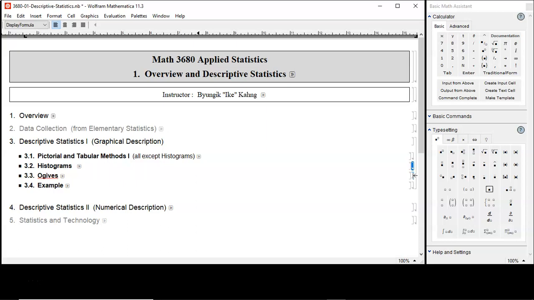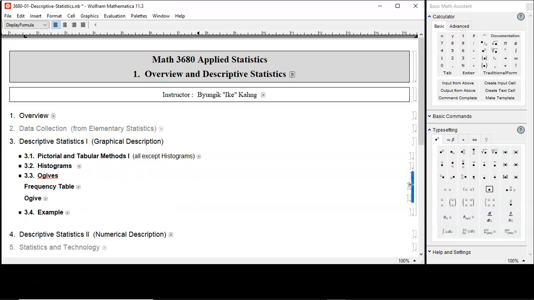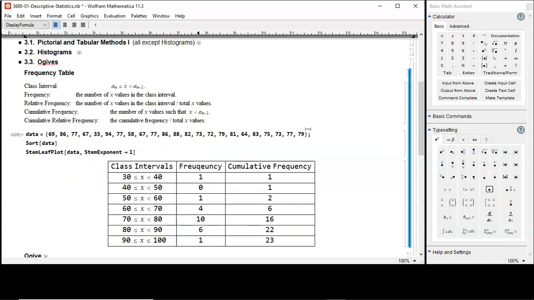Alright, so much for histograms, and the next topic is the OGIF. And the OGIF is like this. We have class interval size and frequency, and we can consider cumulative frequency. Cumulative, what do you mean by that? Keep adding up. Do you remember we talked about cumulative frequencies for Pareto diagrams? And did I say it's a stepping stone?